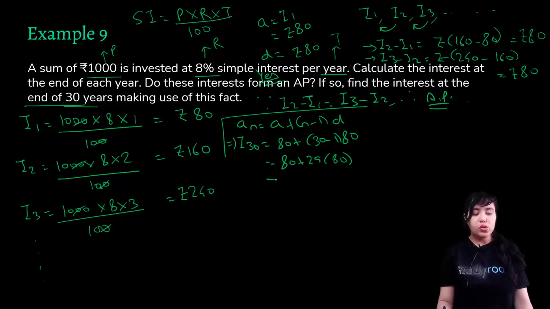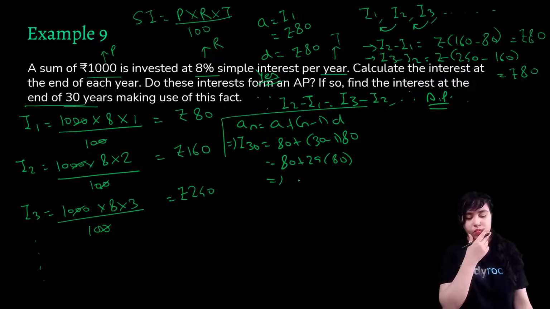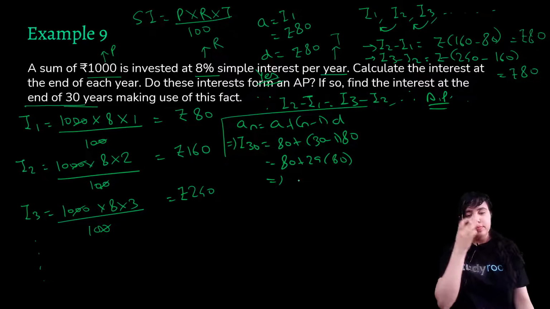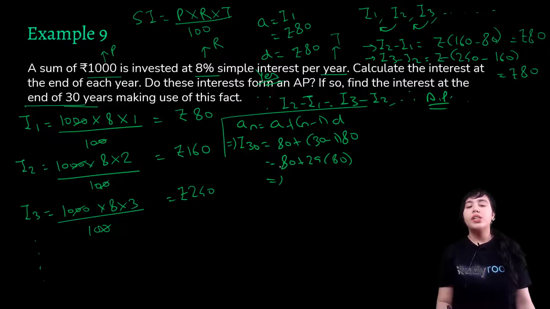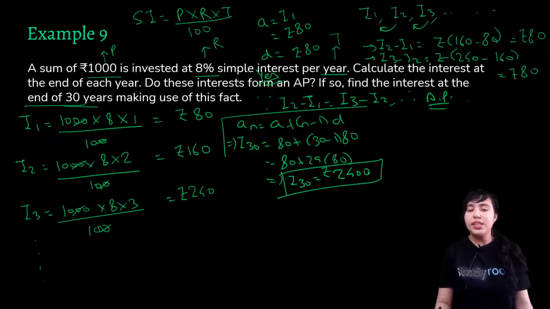So when you solve this, in the end, you will get I30 as 2400. And what is the unit? Rupees. So the interest at the end of 30 years would be rupees 2400.